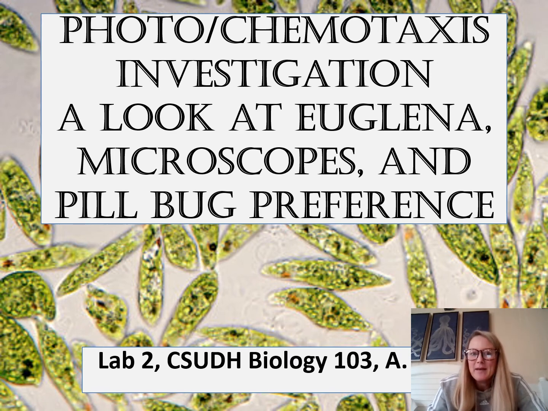Lab 2 is broken up into 3 parts. The first one is looking at an organism named Euglena, and you're going to learn about how it interacts to certain environmental factors. Then you're going to be looking at the parts of a microscope and learning how a microscope works. And then the third part of the lab is going to be looking at pill bug behavior and how they respond to different environmental factors. So let us get started.